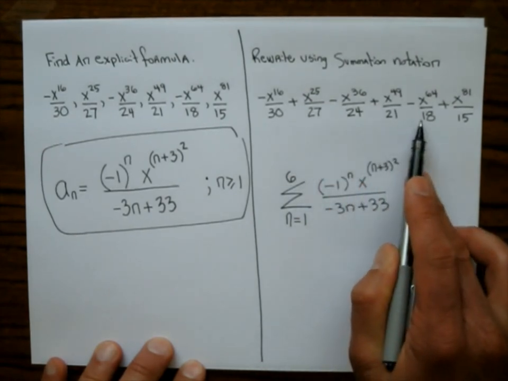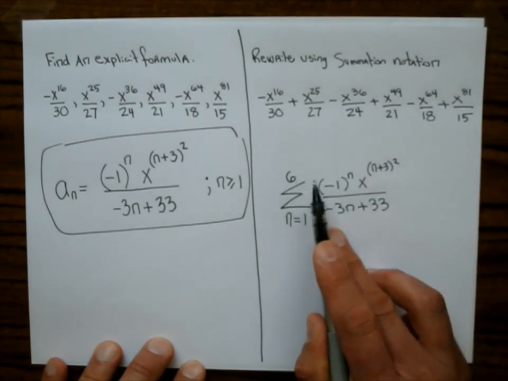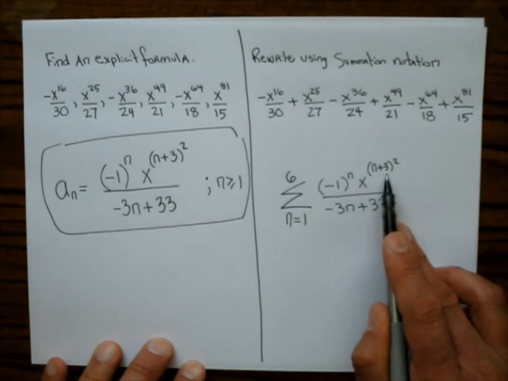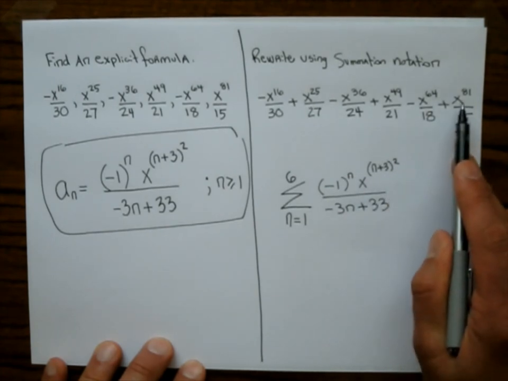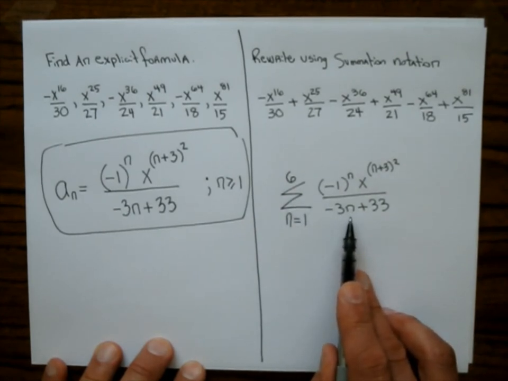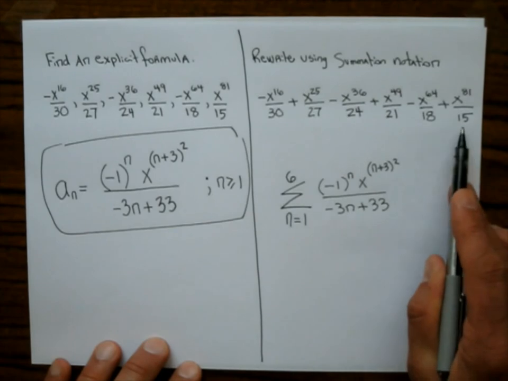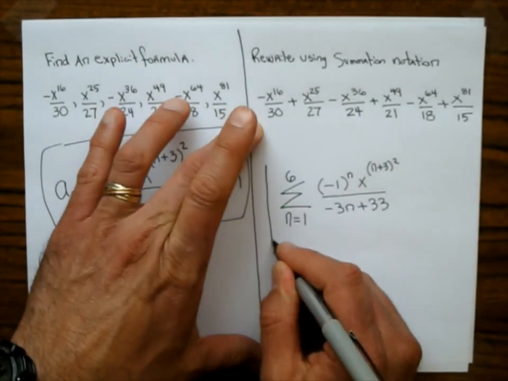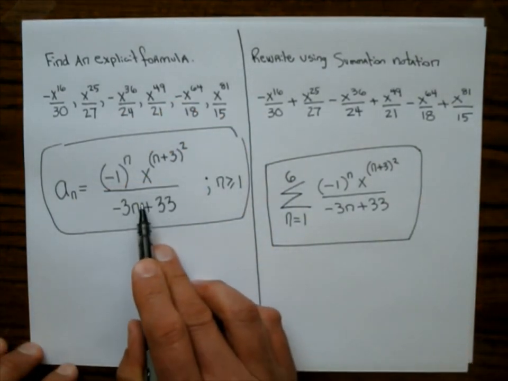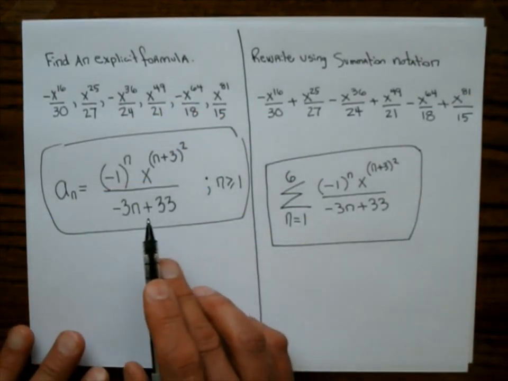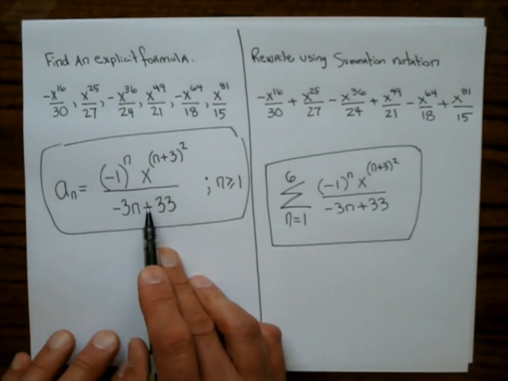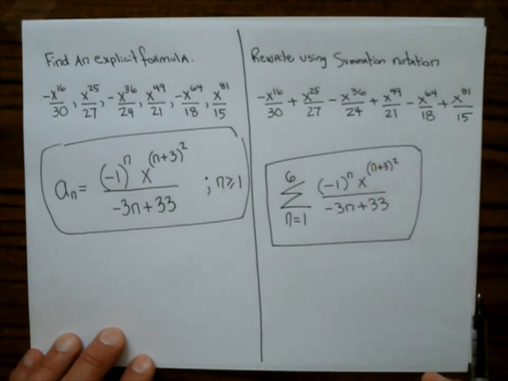And you can check all of these. When I put 6 into the formula, look what happens. That's a positive. And then I have 6 plus 3, which is 9. 9 squared is 81. So x to the 81. And then 6 over here, this is 33 minus 18, which is 15. So I just wanted to put some side by side so you can see, wow, it's kind of the same skill like in 9.1 when they ask you to find an explicit formula. There's a lot of the same skills used to rewriting using summation notation.